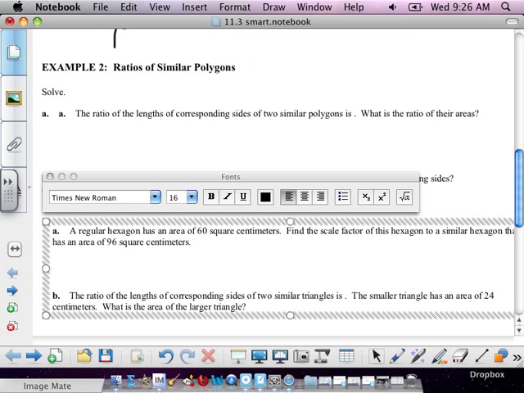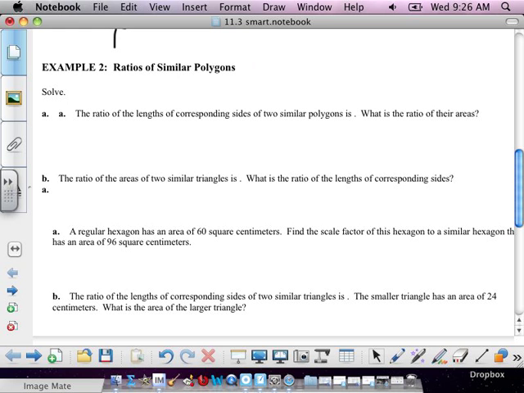All right. The ratio of the lengths of the corresponding sides of two similar polygons is 3/7. What is the ratio of its area? So if its sides are 3/7, how do we figure out the area again? Square it. So we should have 9 over 49. Can we reduce 9 and 49? No.